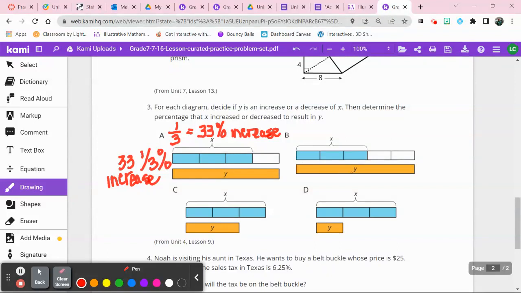B, Y is longer than X, so it's an increase. They got it in thirds again. It went up by 2/3.